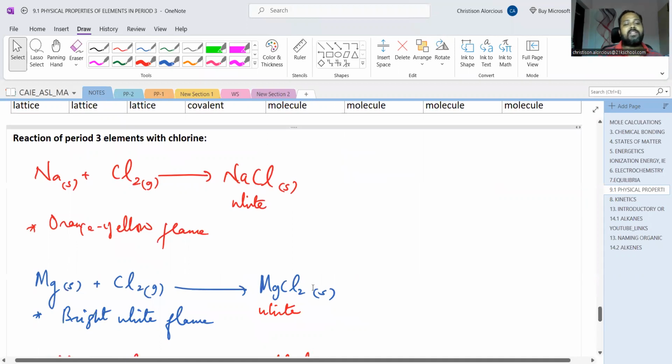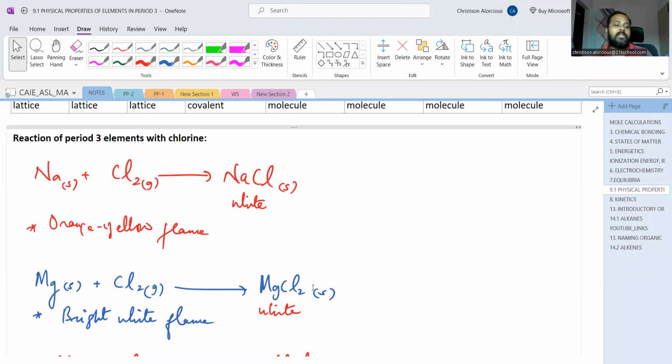Okay, anyways, so the reaction of period 3 elements with chlorine. Let's just go over those pretty quickly. They all react with chlorine to produce chlorides. The observations are pretty similar to the observations with oxygen.